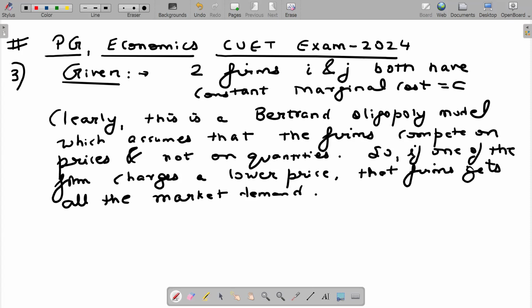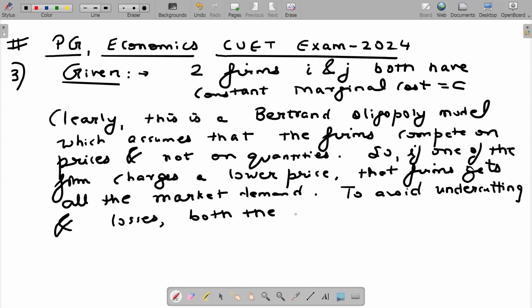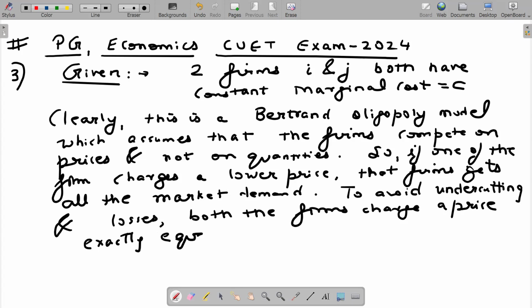So I can say, to avoid undercutting. Undercutting means that one firm charges a price, the other firm slightly undercuts by charging a slightly lower price. So to avoid undercutting and losses, both the firms charge a price exactly equal to the marginal cost.